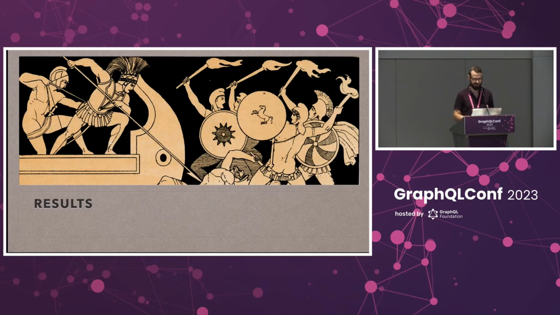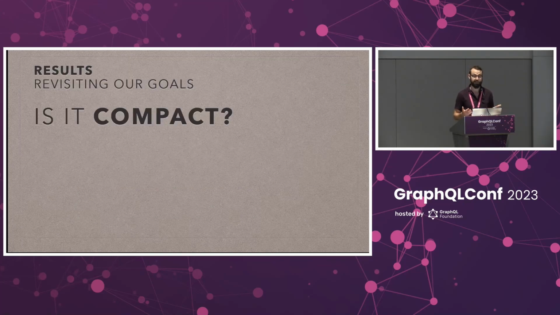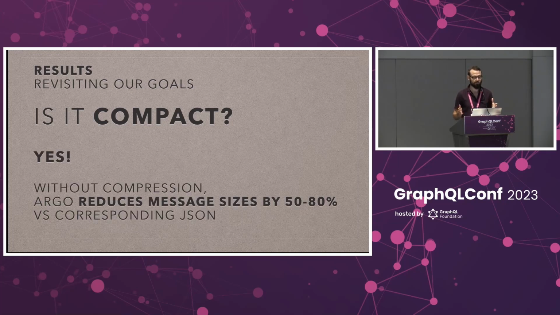So, results. Revisiting our goals. Is it compact? Yeah, it is compact. Based on my testing, without compression, Argo reduces message sizes by about 50 to 80% versus corresponding JSON. Now, results may be much better or much worse depending on your data. All this stuff is going to be very, very dependent on your data. But that's quite the reduction in size. And remember, you do need to actually read through all these bytes at some point, usually parsing, and you might be able to squeeze a little extra performance out of it there, even if you're compressing, which you usually will be.